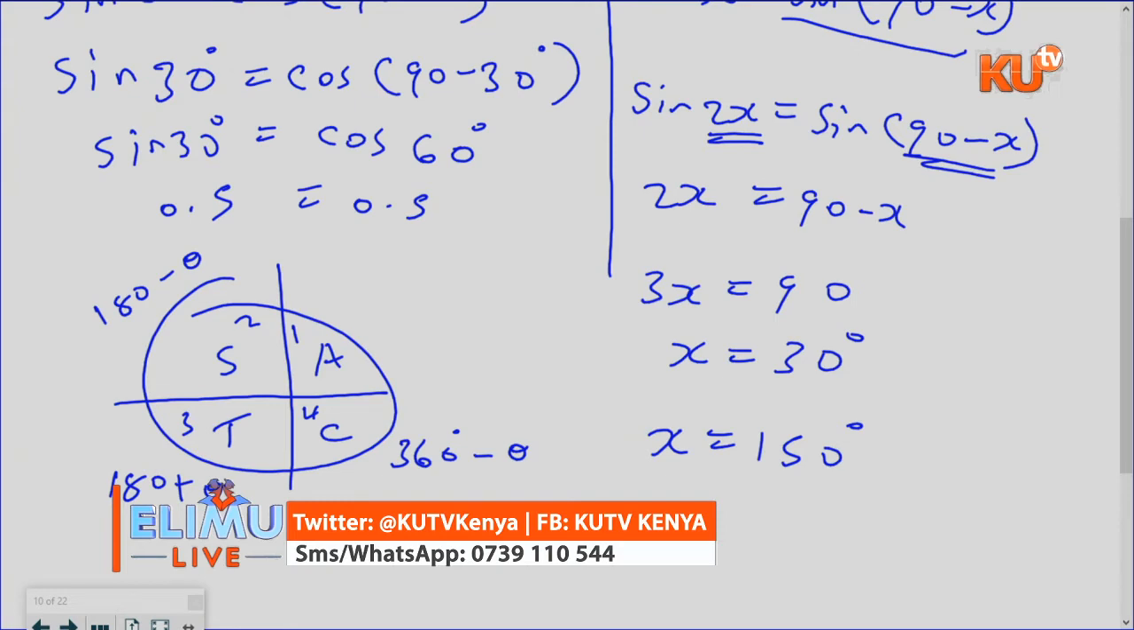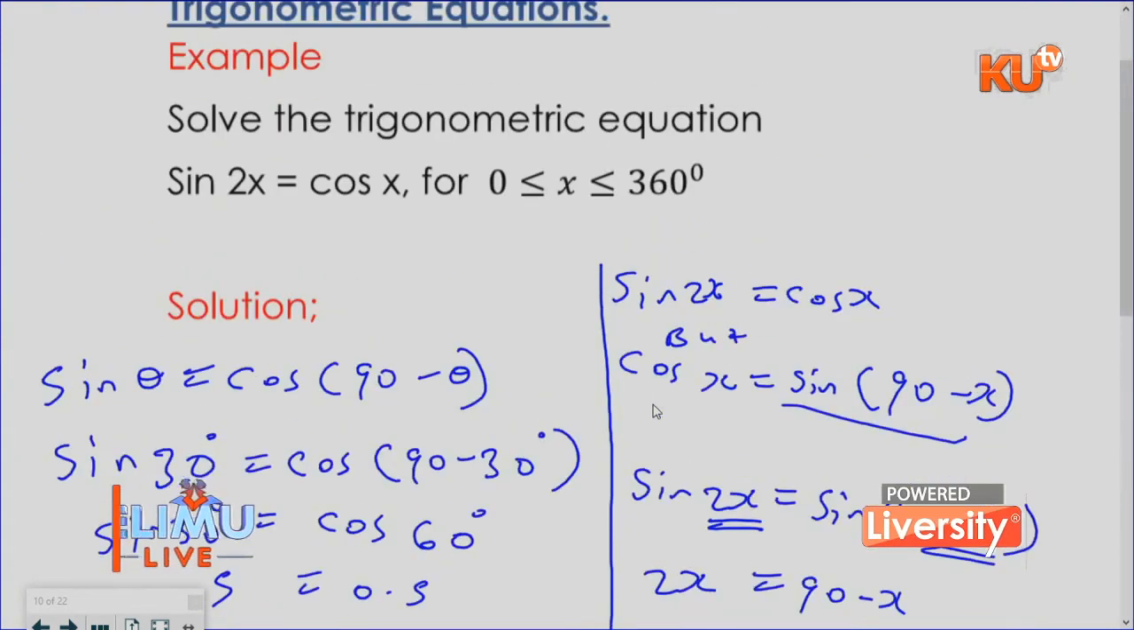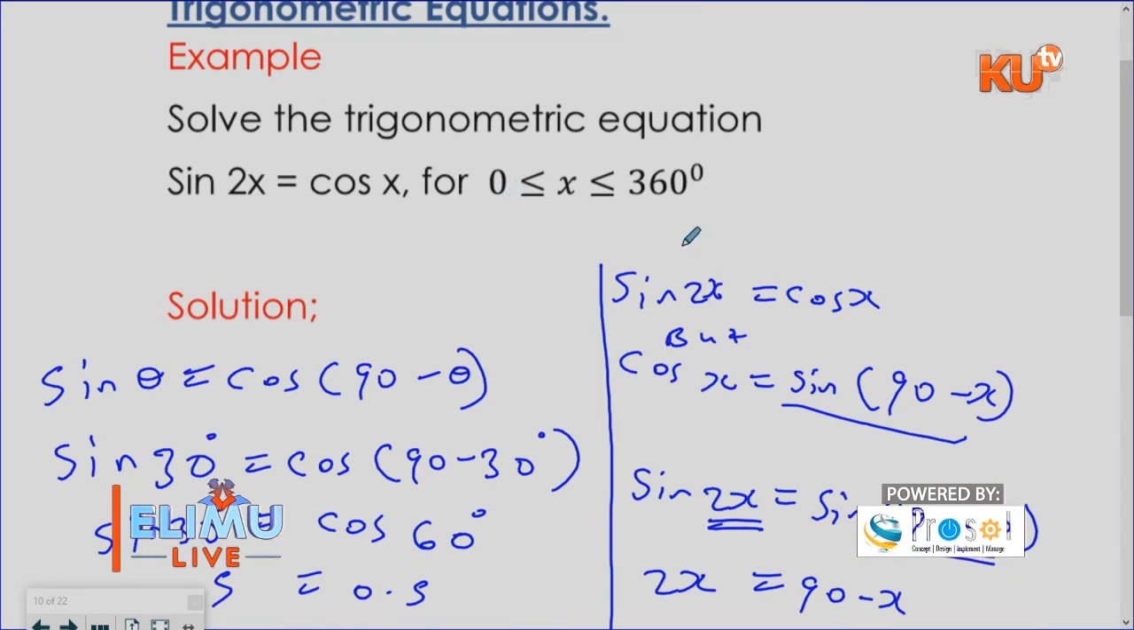So these are our two values or two answers for this particular question. Don't just stop when you get x is equal to 30 degrees. Remember, we were given the range, that our x ranges from 0 to 360 degrees. That is why we are having the unit circle. That is the concept that is going to help us get other angles apart from the acute angles that we shall be getting.